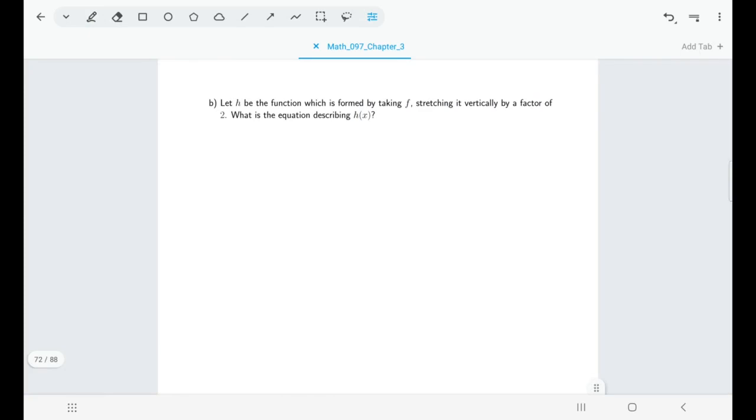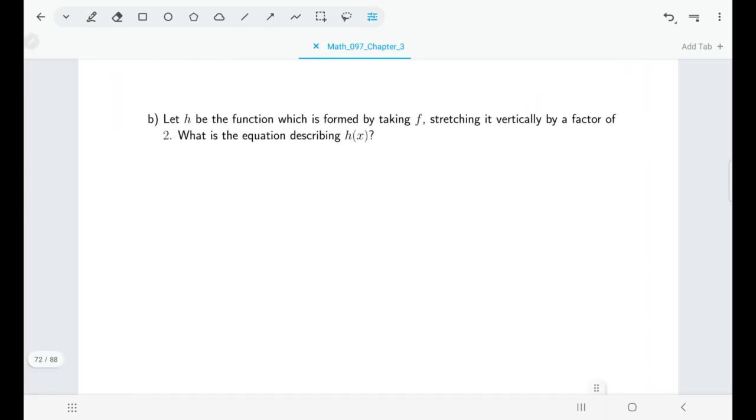So same sort of thing here. We have another function h of x. And for h of x, this is going to be the function that we get when we take f of x. And it says we're going to stretch it vertically by a factor of 2. So in other words, we're taking f of x and multiplying the whole thing by 2. So all I need to do then is, exactly like it suggests, take 2 times my original function.